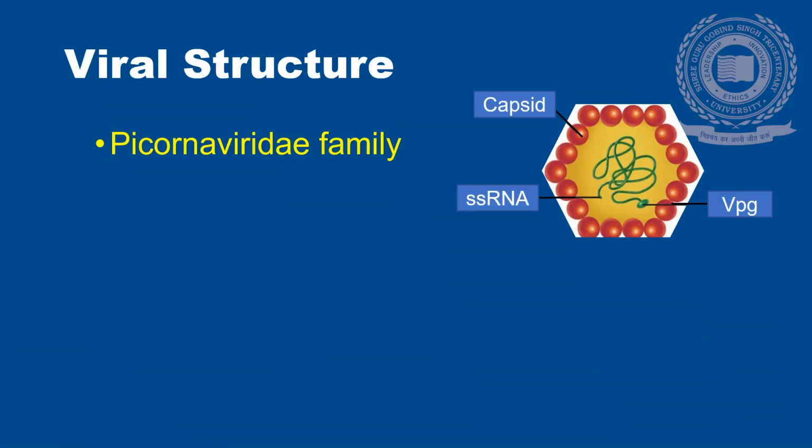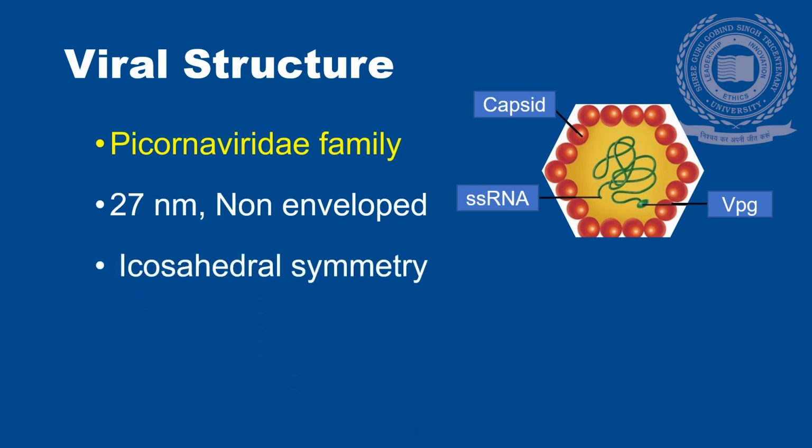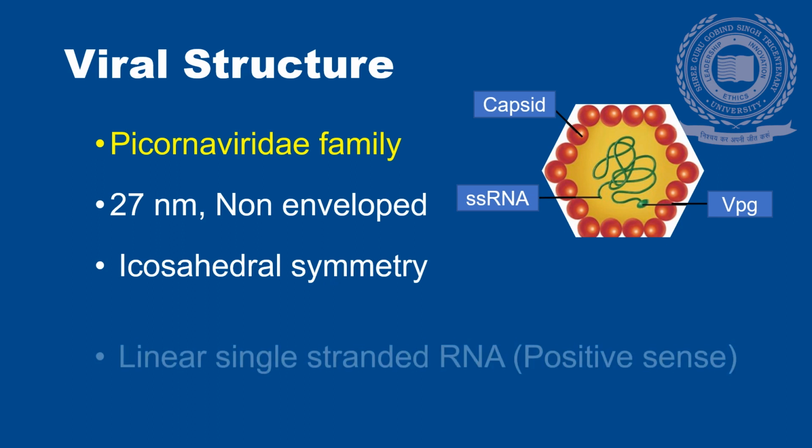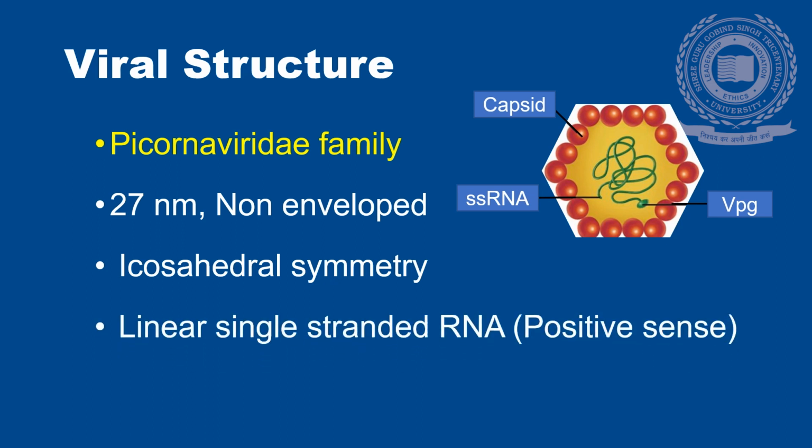The virus structure of hepatitis A includes an outer capsid, with the genetic material as single-stranded RNA. It belongs to family Picornaviridae. The size of this virus is 27 nanometers and it is non-enveloped. It has an icosahedral symmetry with linear single-stranded RNA as genome, which is positive sense. It has only one serotype.